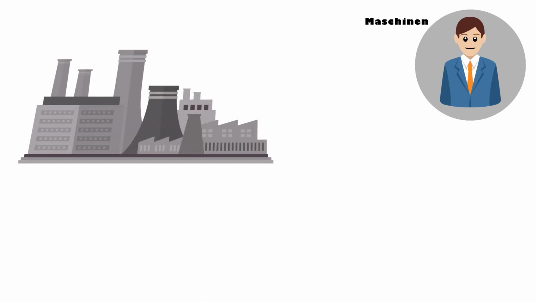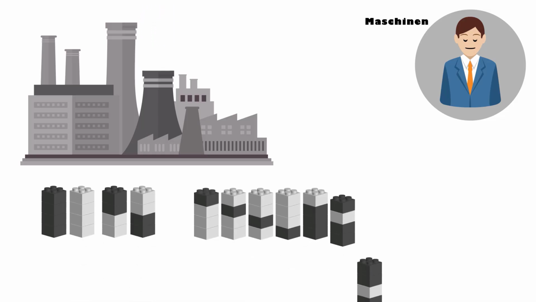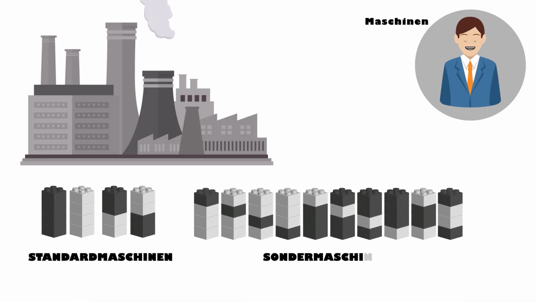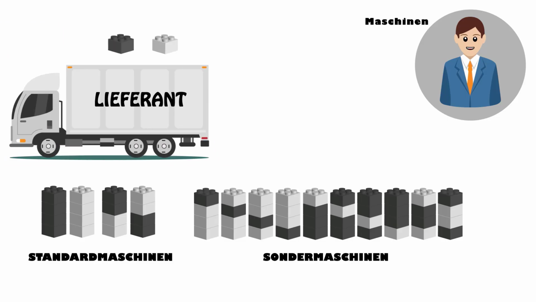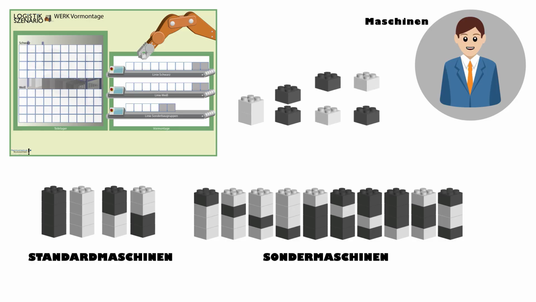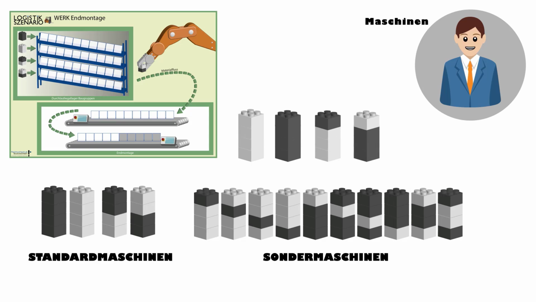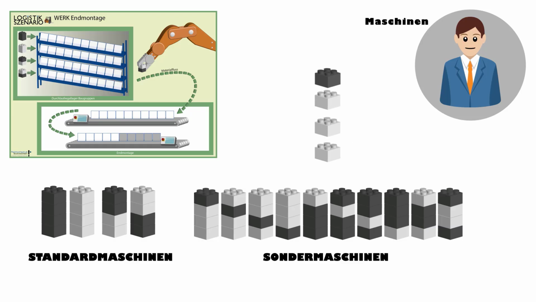Machines. The company depicted manufactures a total of 14 machine variants, which are divided into standard and special machines. 2 individual parts, supplied by the supplier, are assembled in the factory pre-assembly into 4 different assemblies. These are assembled into the 14 machine variants mentioned above in the final assembly plant. A machine consists of 4 individual parts.